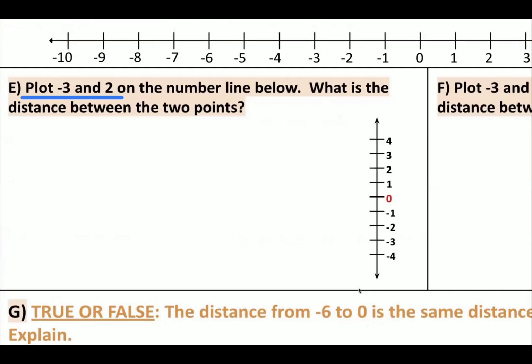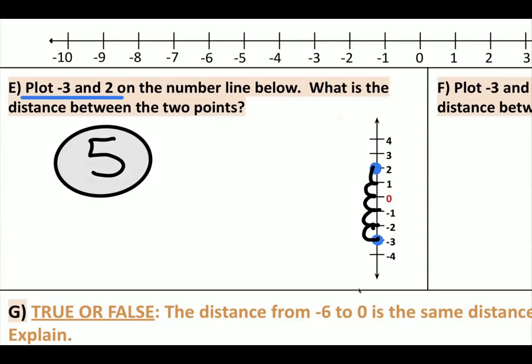Here, we're plotting -3 and 2. And just because it's a vertical or up and down number line, we're still going to approach it the same way. So I'm going to put a dot at -3 and a dot at 2. When I determine the distance, I'll do one loop between each number. So we have 1, 2, 3, 4, 5. So the distance between -3 and 2 is 5 units or 5 spaces.